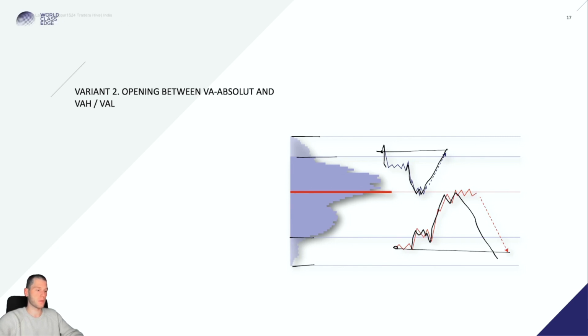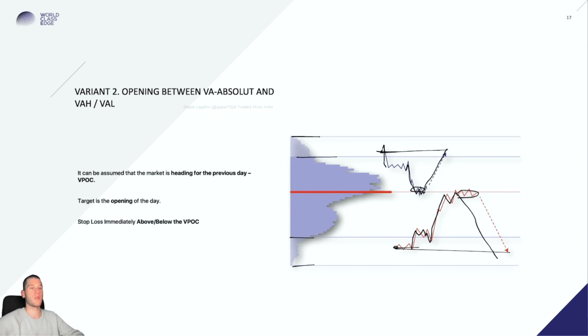We're looking for entries in the POC area or VPOC area, and our take profit is the open of the day. So, what are the things we have to look for? Can we assume that we are heading for the previous day VPOC? If we open outside the previous value area, but inside the previous day range or previous profile range, the target is the opening of the day, and we look for setups at the VPOC. Stop loss is immediately above the VPOC.